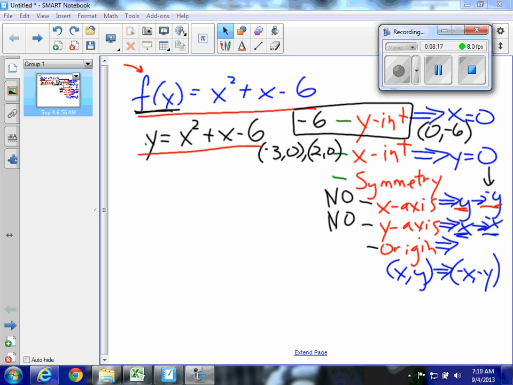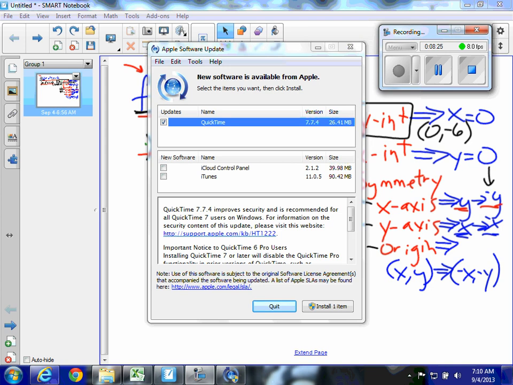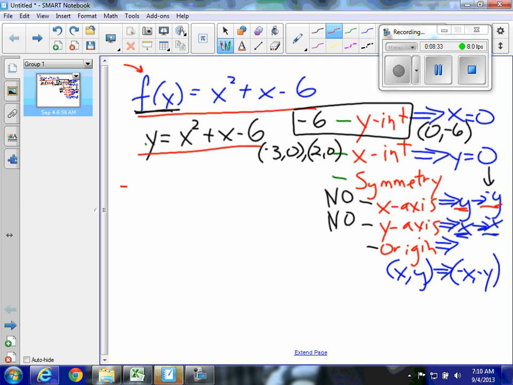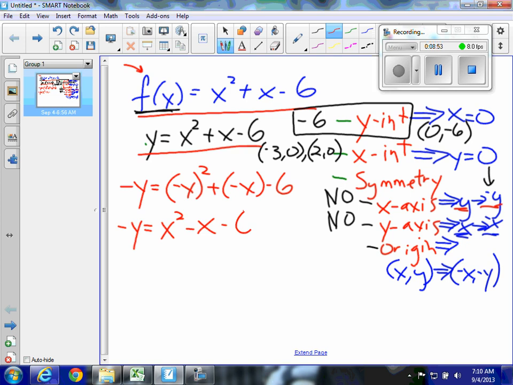What about symmetry over the origin? Okay, symmetry over the origin. I'm going to change both my x's and my y's to negatives. So I'll have negative y equals, again, parentheses, negative x squared plus negative x minus 6. Negative y equals, I'm going to square my negative x, that's going to be x squared minus x minus 6.